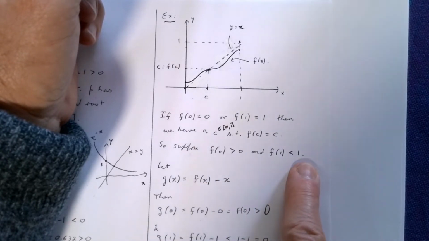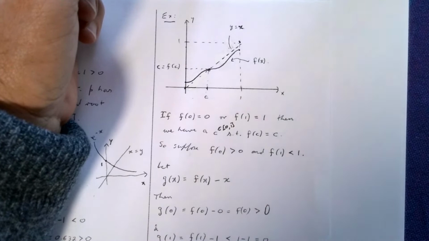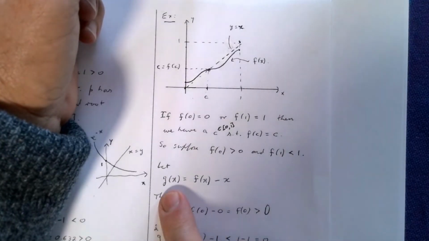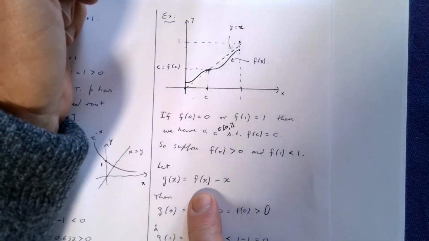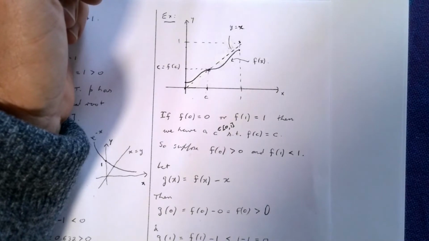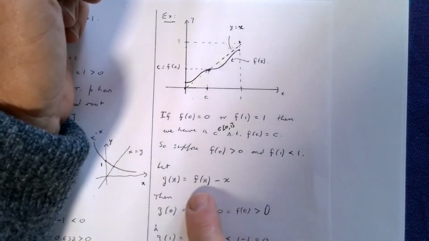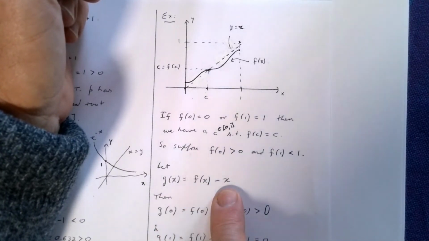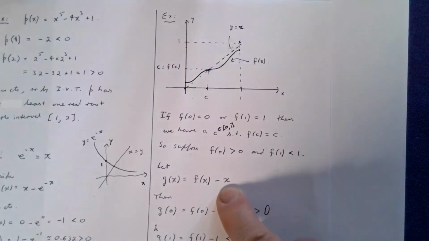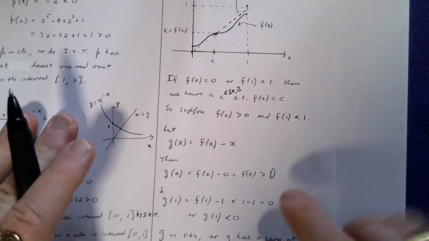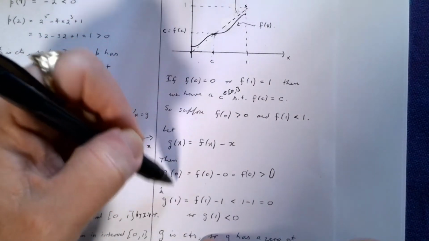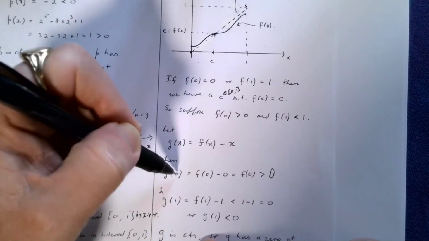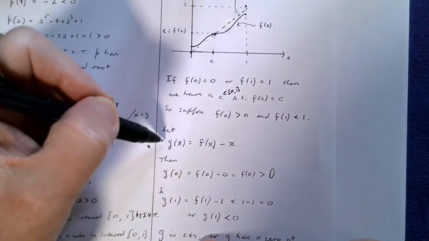Now, as we did in the previous example, I'm going to introduce a function g of x. I'm going to put g of x now is f of x minus x. So we're trying to solve f of x equals x, so I'm going to take it on the other side and write g of x as f of x minus x. Now, what I'm going to check now is I'm going to evaluate this function g at the two endpoints, 0 and 1. I want to know what's happening to this function g now at 0 and 1.